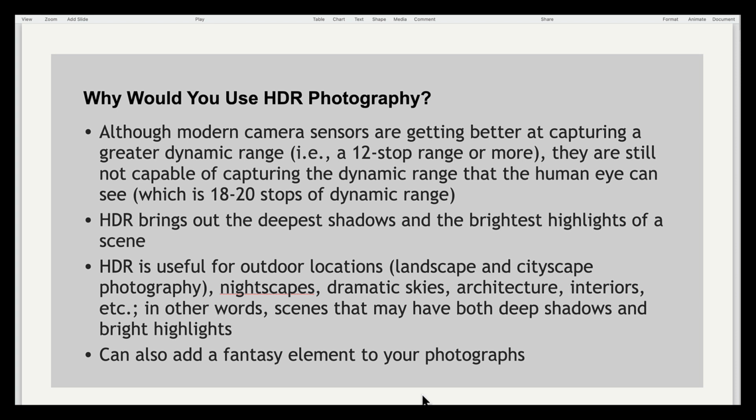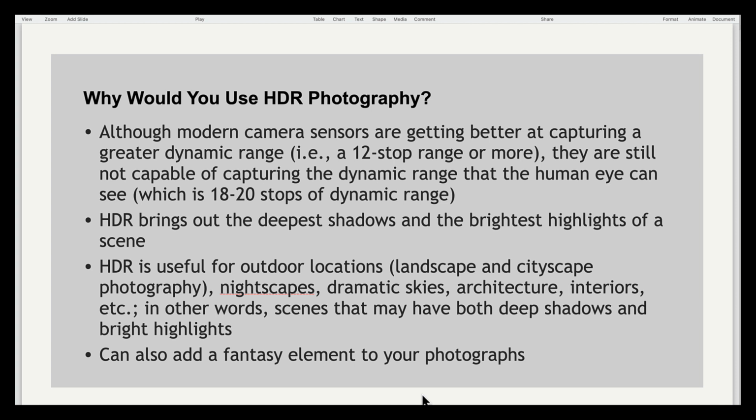So why do we still use HDR photography? As we all know, our modern cameras and the sensors are getting better and better every year. Many modern cameras now are capable of capturing a dynamic range of anywhere between 12 to 14 stops of light. However, they're still not capable of capturing the dynamic range that the human eye can see, which is estimated to be between 18 and 20 stops of dynamic range. Okay, so again, our goal is to preserve detail in the shadows, detail in the highlights.